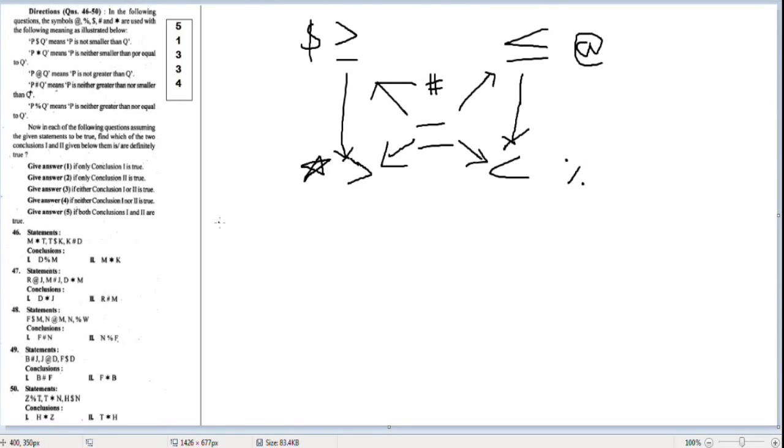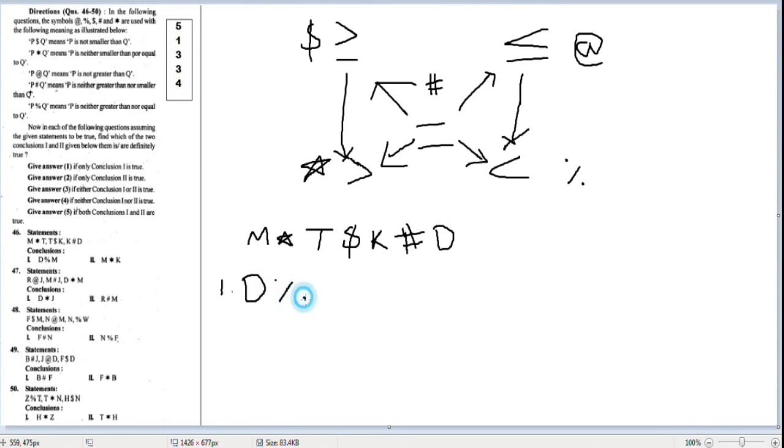I'm going to go for these statements directly, and I'm not going to explain how we simplify them, because I've already explained the same thing in the previous videos. This is the simplified form of the first question, and you have three statements there: M star T, T dollar K and K hash T. This is the simplified statement.